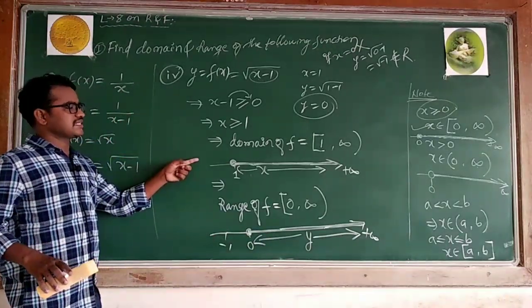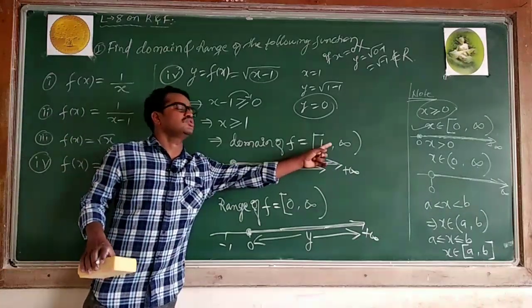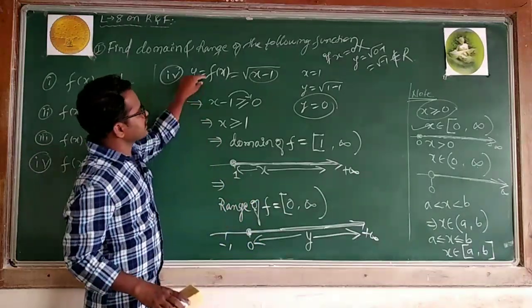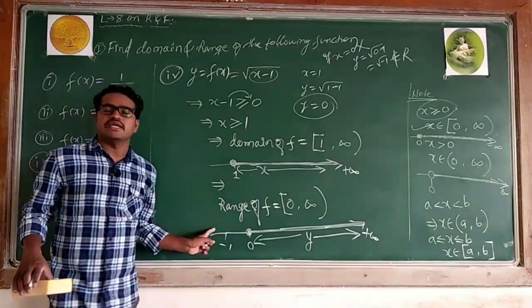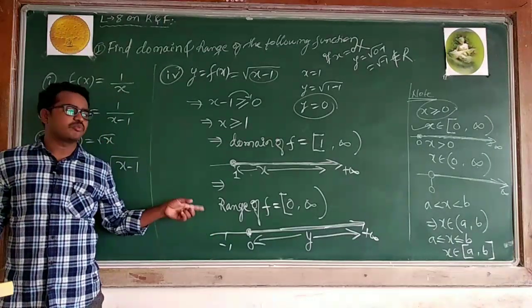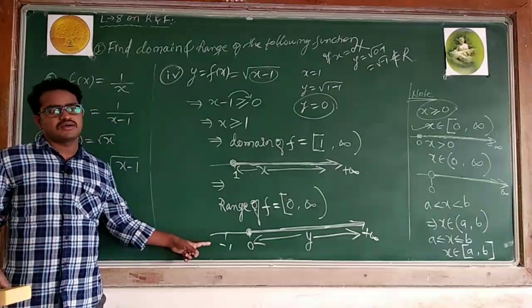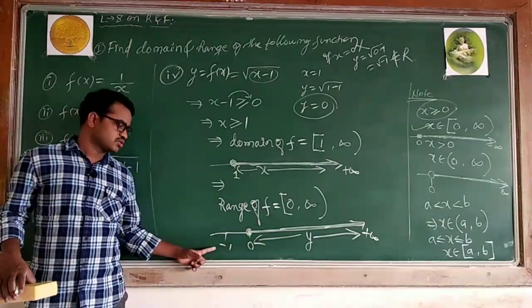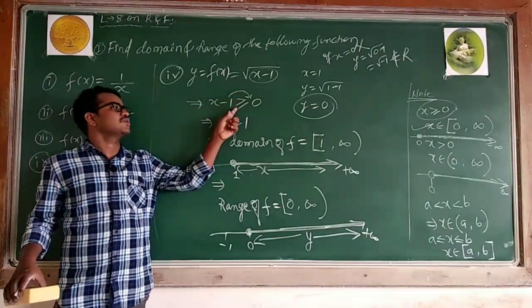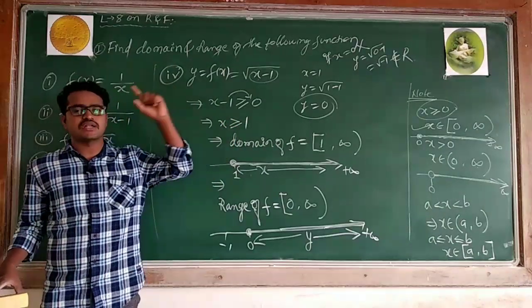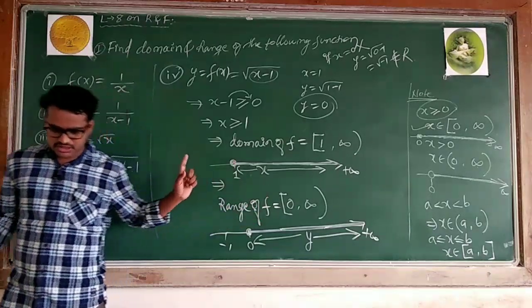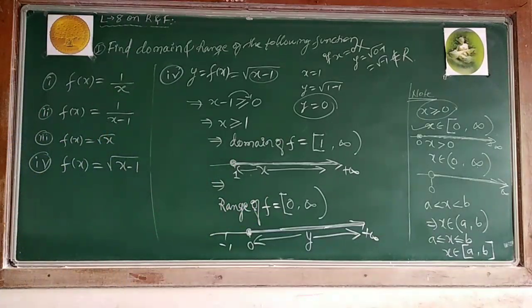So the domain is the set of numbers 1 to infinity, and the range is 0 to infinity. According to the x value, you get the y value. I said range is always all possible corresponding values of y for x. So concentrate on these two. Because of the square root, the expression under it should be greater than or equal to 0. So x is greater than or equal to 1, meaning 1 onwards, including 1. The domain is 1 to infinity and the range is 0 to infinity. This is about the domain and range of this fourth function.